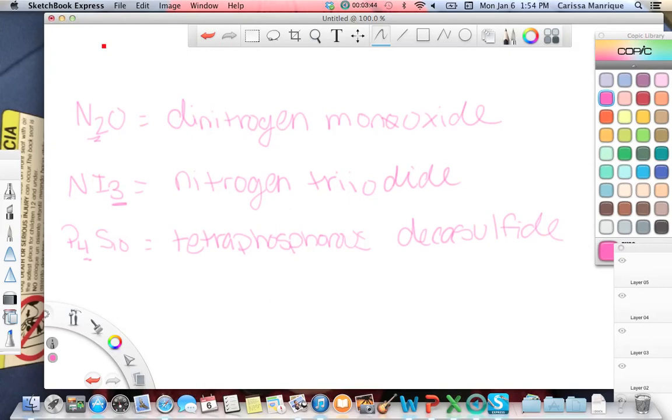Let's look at something like CO2. This is carbon dioxide. Di meaning 2 oxygens. Or we do CO, which is carbon monoxide. Okay, so these are, I think, a lot more simple than the metals. Let's go backwards.